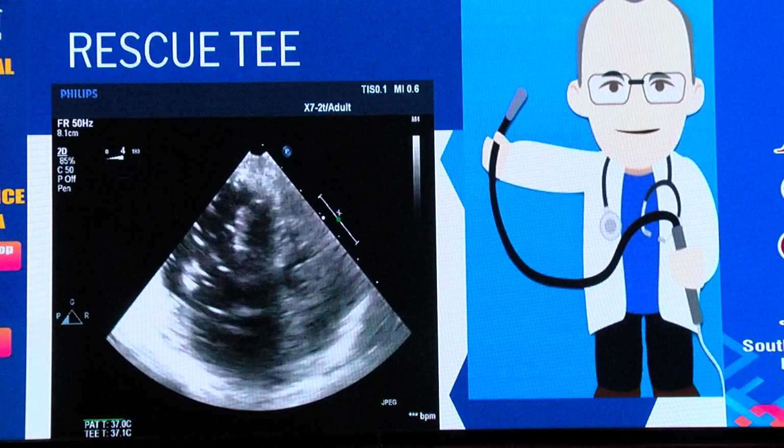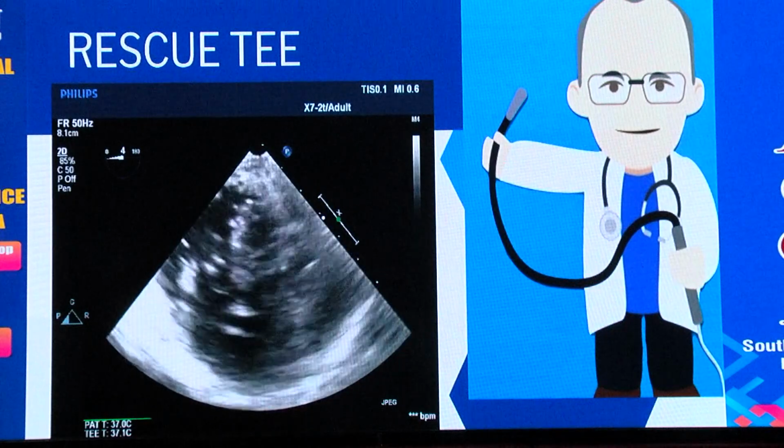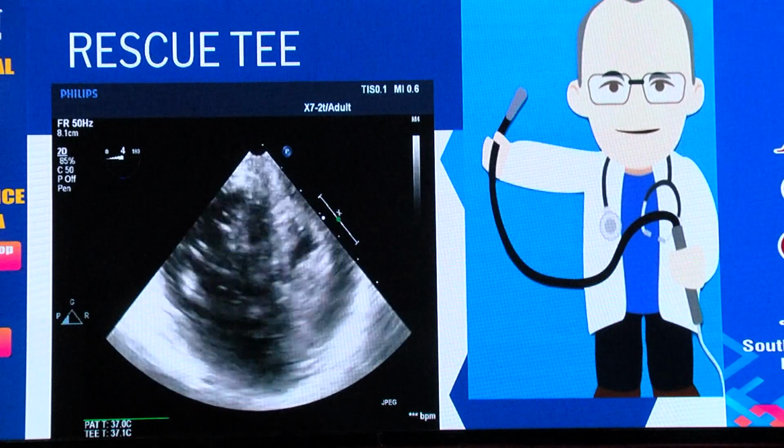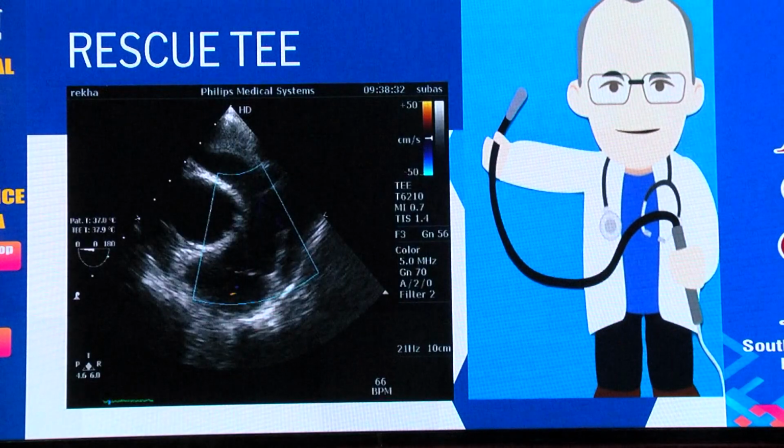Now I look into the short axis. This is the RV. Can you see hardly any movement of the LV? What the animated video showed about the RV septum, the septum pushing towards the LV, and the LV is absolutely collapsed. And the RV is taking the majority.